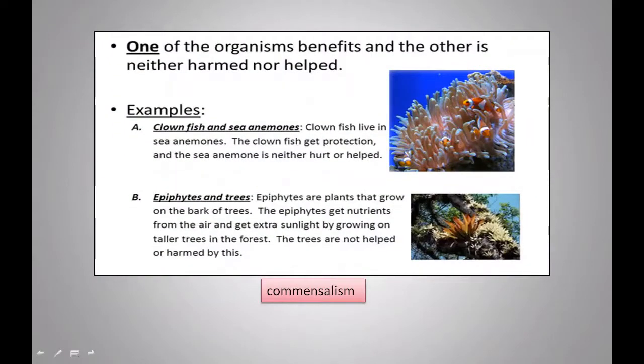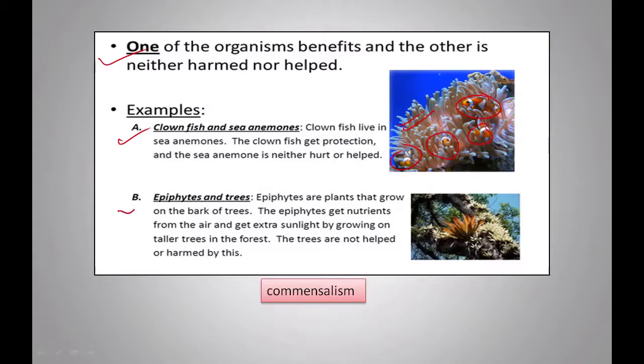Now commensalism. In this, one of the organisms benefits and the other is neither harmed nor helped. Here is the example of clownfish. You can see here the clownfish. They live in the sea anemone. This is the sea anemone. In this, the clownfish gets protection from the sea anemone, and the sea anemone is neither harmed nor helped.